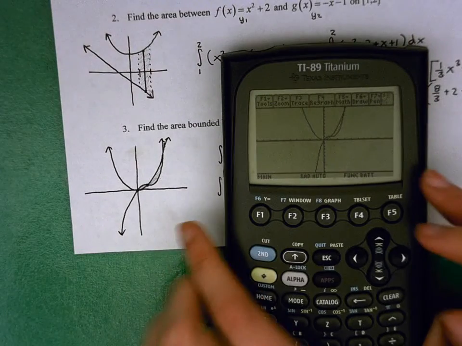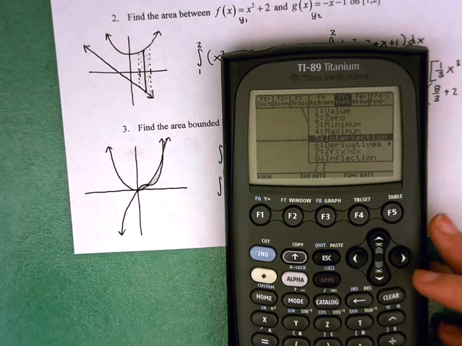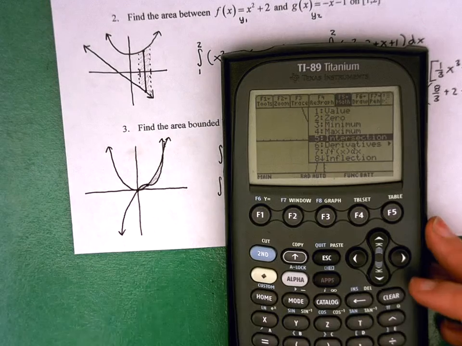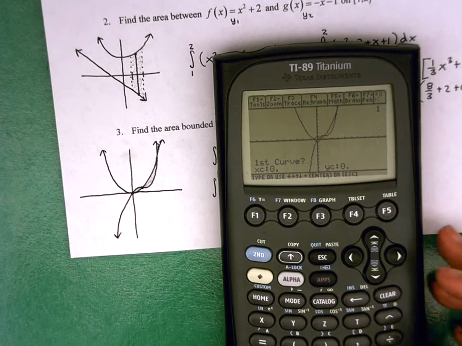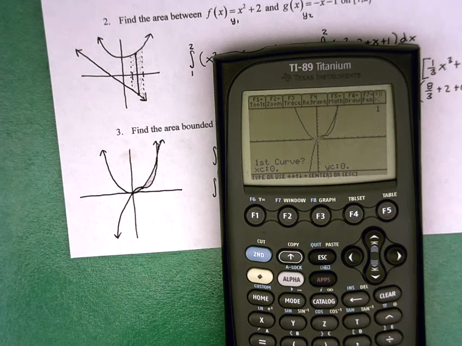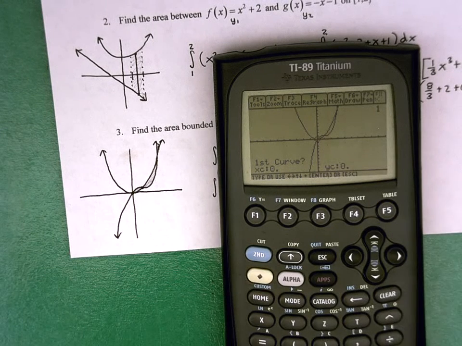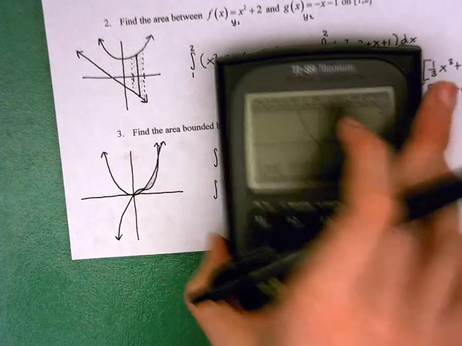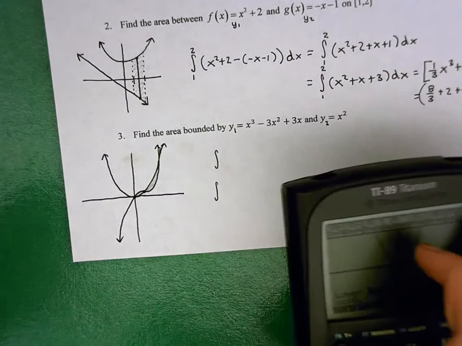Intersections: on an 84, it's second calc; on an 85 or 89, it's F5, and we have intersection, which is number 5. It's going to ask you for your first curve and your second curve, which just means which two curves you want to find the intersection of. In this case, we only put 2 into our calculator, so it's going to be the 2 that are there. So we can just hit enter, enter. If you had put more than 2, that's where notating comes in handy. You'd want to make sure you selected the 2 graphs that you wanted to find the intersection of.